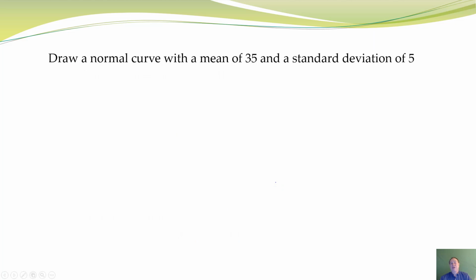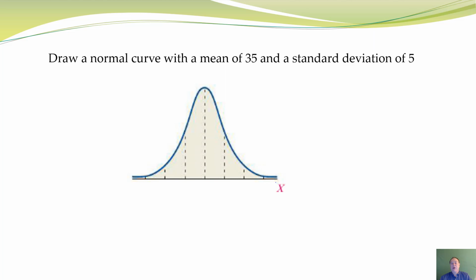Okay, now if you were asked to draw the normal curve with a mean of 35 and a standard deviation of 5, how would you go about it? First, you would draw a bell-shaped curve, and you would put a dotted line down the center for the mean. Then you would put at least 3 dotted lines to the right, 3 to the left for the standard deviations. In this case, 35 would go in the center. I would add 5 to 35 to get 40 for 1 standard deviation to the right. Subtract 5 to get 30, 1 standard deviation to the left.